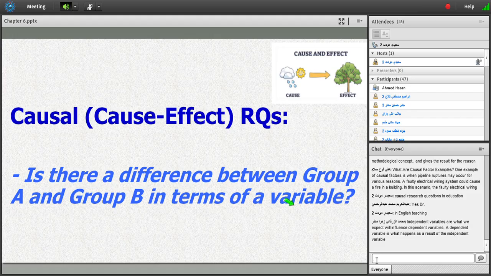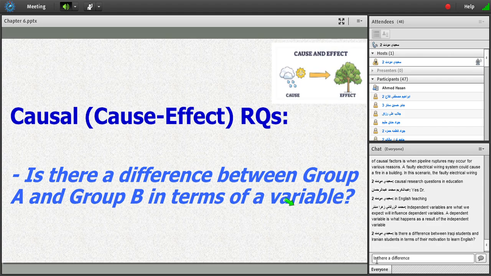Can you write some examples for this type of research question? Is there a significant difference between group A and group B in terms of a variable? For example, I write another example: is there a difference between Iraqi students and Iranian students in terms of their motivation to learn English? I want to check if Iraqi students and Iranian students are different in terms of their motivation, their reasons to learn English. This can be a causal research question.